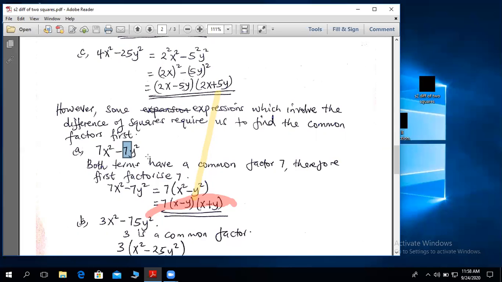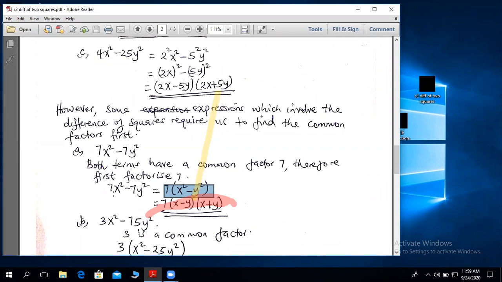So if 7 is a common factor, we factorize it out. Both terms contain a common factor, which is 7. Therefore, we first factorize 7 outside the bracket. We open bracket and pull out 7. It is here and it is also here. So this one becomes 7 into x squared minus y squared. When I put out 7 here, I remain with x squared, and with y squared. And you see, this one is exactly equal to that. So that's what we mean by factorization.